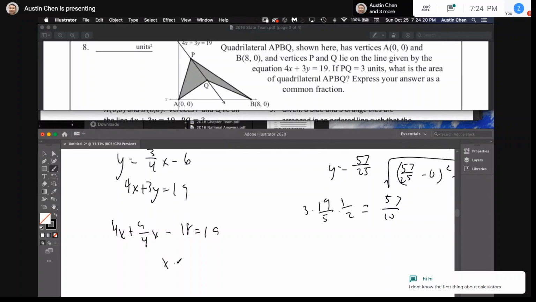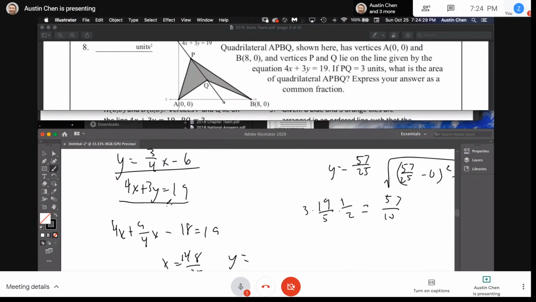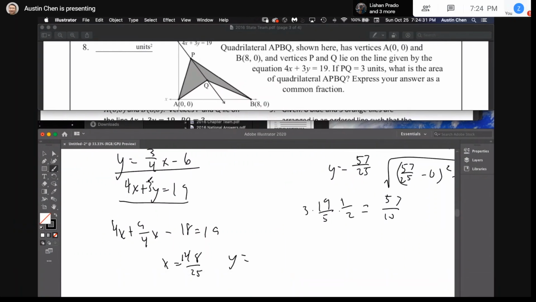Okay, and then we get x equals 148 over 25. Okay, and then y is going to be, well, actually, it would be better just to put these two into a system of equations, and then just find the values of x and y. Yeah, TI is really powerful. You can do a lot. All right, so if we plug in x, we will get y equals negative 39 over 25, which makes sense because it looks like y is going to be negative, right?